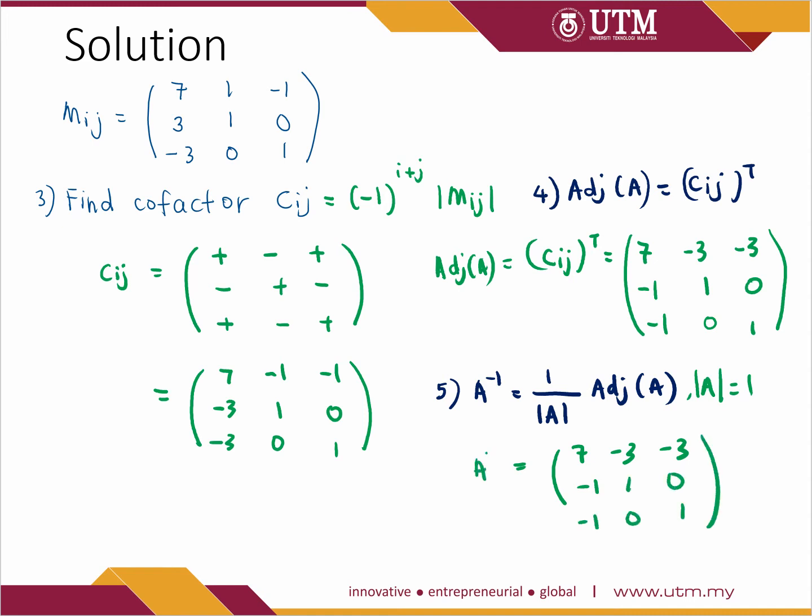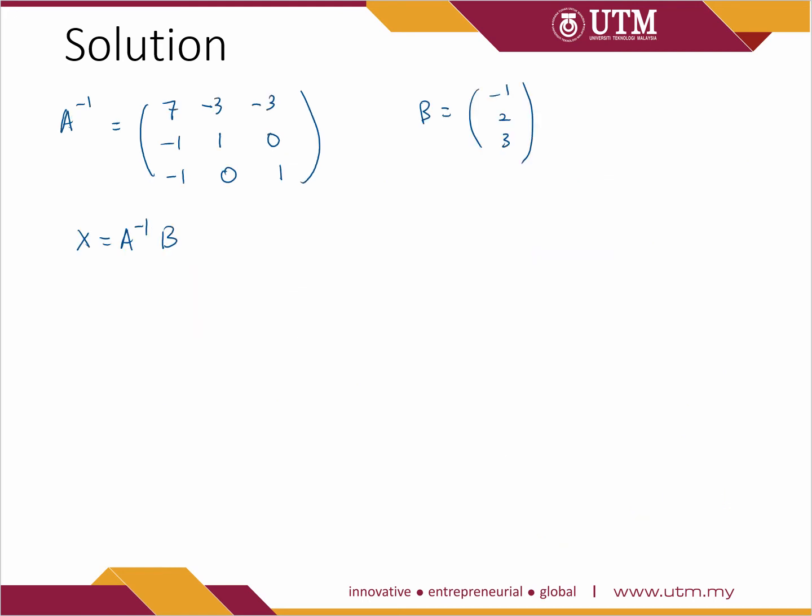So this will be our inverse matrix. Okay, now we have solved this inverse matrix. We have still not solved the system of linear equations. The next step is that we have to find vector x equals the inverse matrix of A times matrix B. So now what we need to do is to substitute all the values of the inverse matrix of A and matrix B.